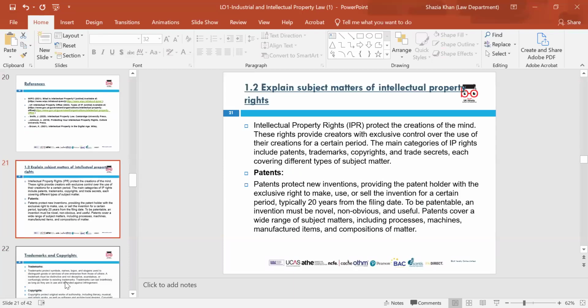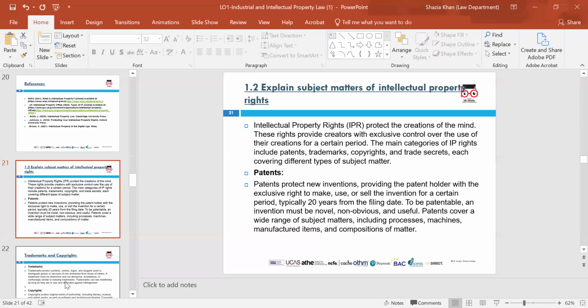Now moving on to 1.2, explain subject matters of intellectual property rights. So intellectual property rights protect the creations of the mind. These rights provide creators with exclusive control over the use of the creation. And the main categories of intellectual property are patents, trademarks, copyrights, and trade secrets.